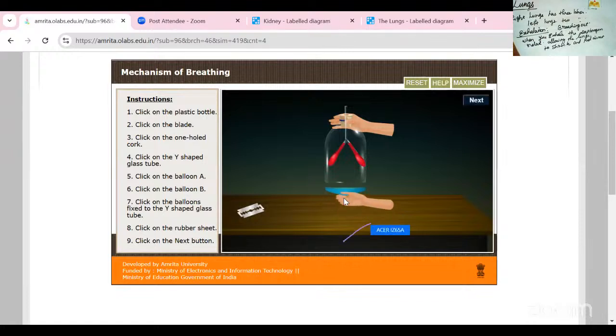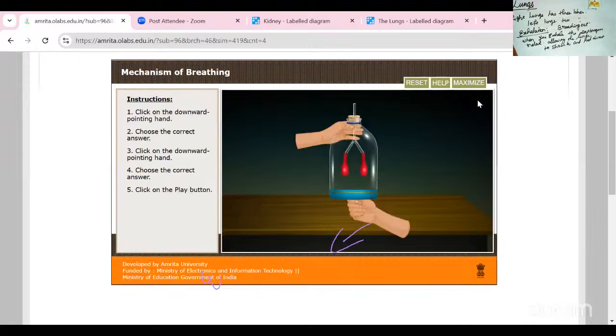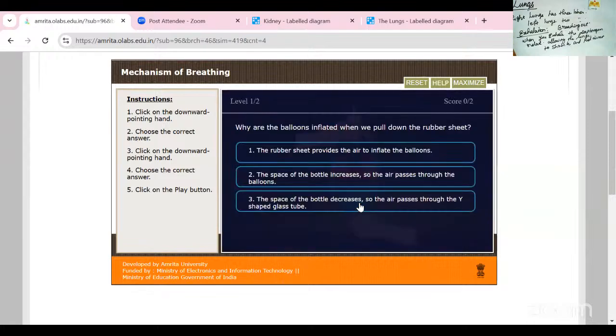This is the diaphragm part. Okay. So I want to pull that part, okay? Yes, the air is inhalation. The inhalation process is going on, okay?